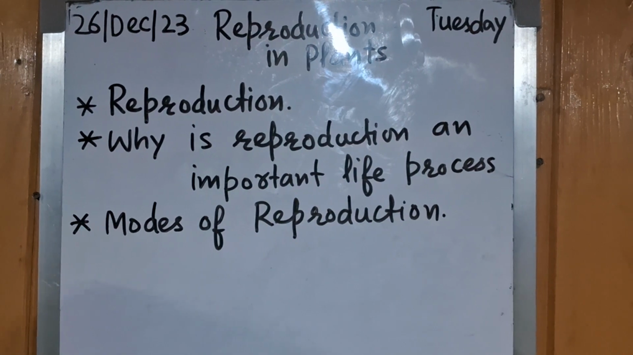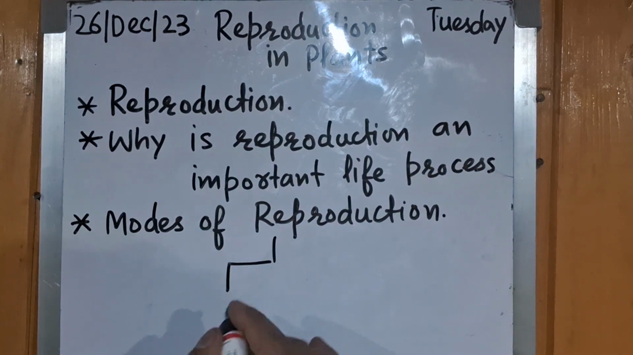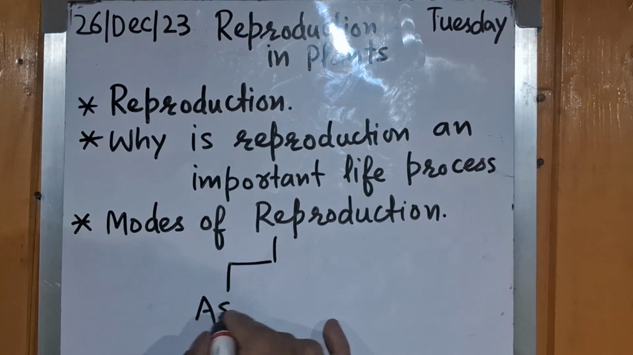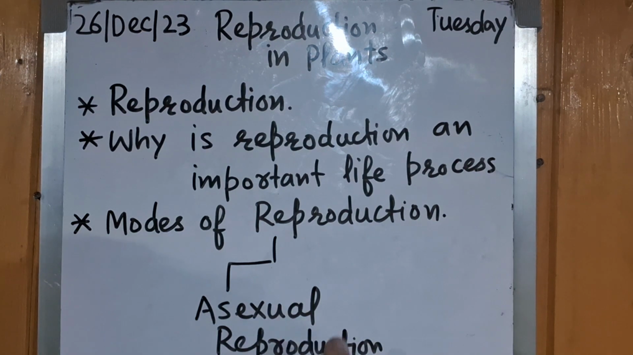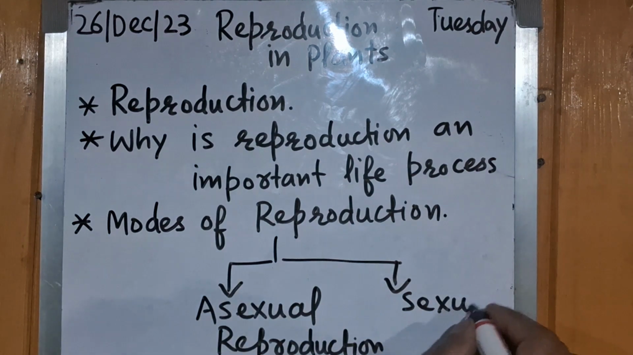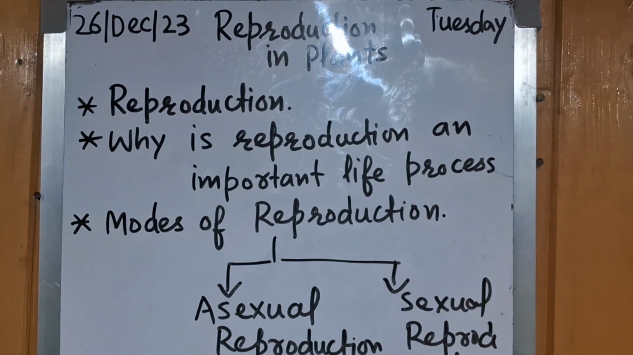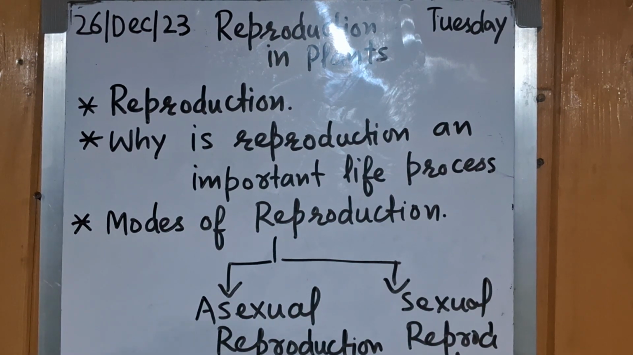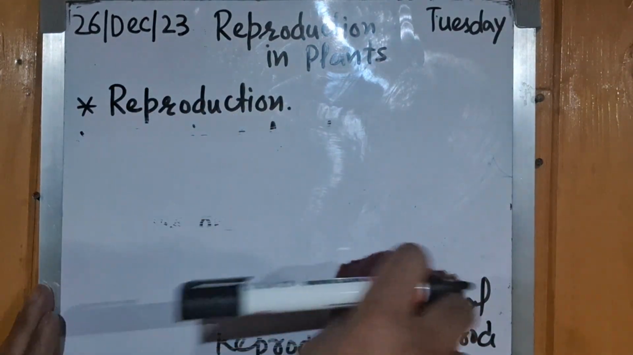Under modes of reproduction, we will study it under mainly two broad headings. One is asexual mode of reproduction. And after finishing this asexual mode of reproduction, we will study the sexual mode of reproduction in plants. First of all, we will study what is reproduction.